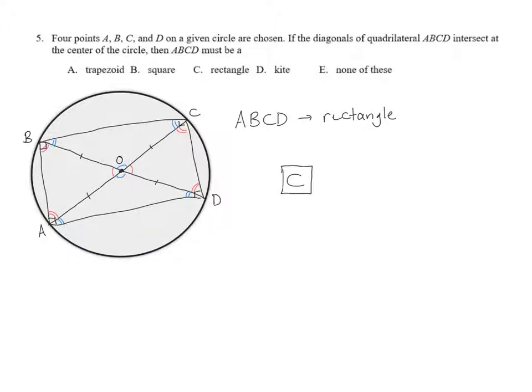It's possible that it might also end up being a square, but it's not necessarily going to be a square. We know it's definitely going to be a rectangle, though.